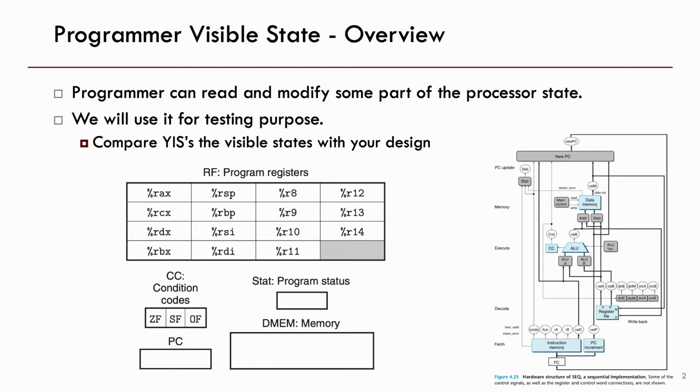So as we saw in the previous video, we will have two different sets of programmer-visible state: one from our own y86 processor with Logisim, and the other output or visible state from the YIS. And then here we have the visible state down here, and we'll talk about them one by one and try to see where these are located in the datapath figure on the right-hand side.